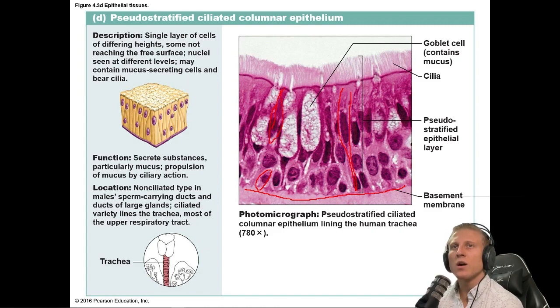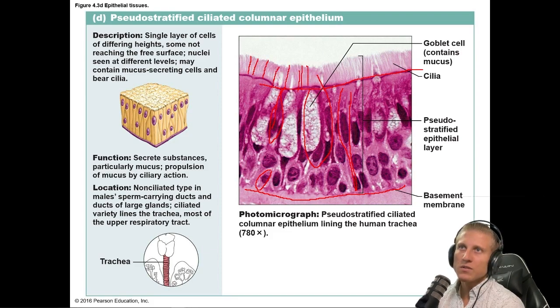Again, we have some goblet cells mixed in here. Where are we looking when we see pseudostratified? Well, right now we're looking at the lining of the trachea, your windpipe. We have a mixture of these goblet cells along with pseudostratified epithelia that are capped off on their apical surface by these structures called cilia.